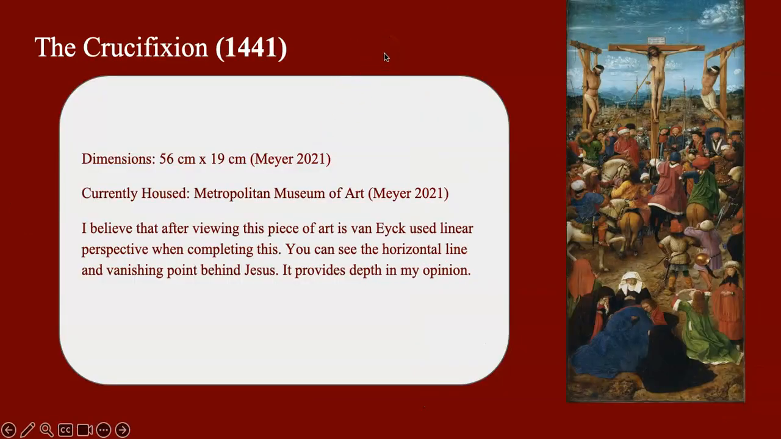All right, the Crucifixion, 1441. Dimensions are 56 by 19 centimeters. Currently housed in the Metropolitan Museum of Art.